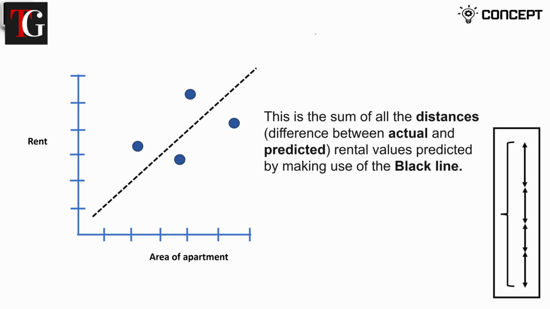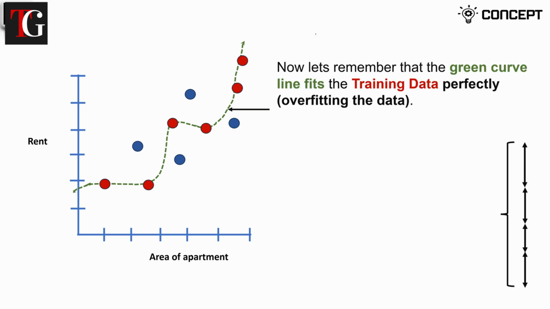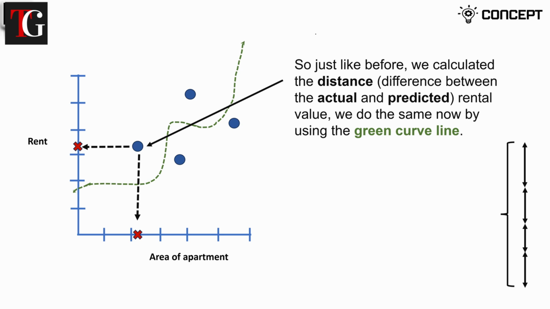Now let's calculate the difference between the actual and the predicted rental value using the green curve line as our predictor function. Let's remember that the green curve line fits the training data perfectly, that is, it is overfitting the data. So just like before, we calculate the difference between the actual and the predicted rental value. We do the same now by using the green curve.